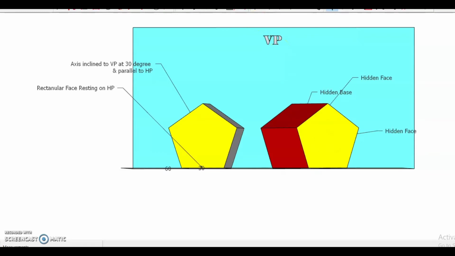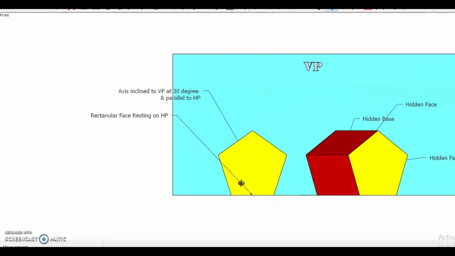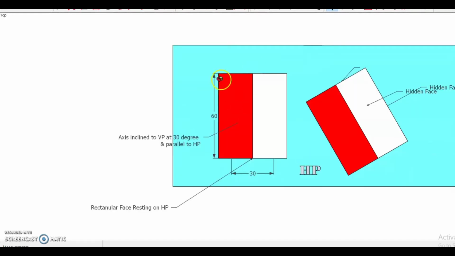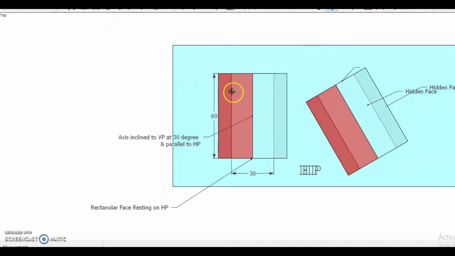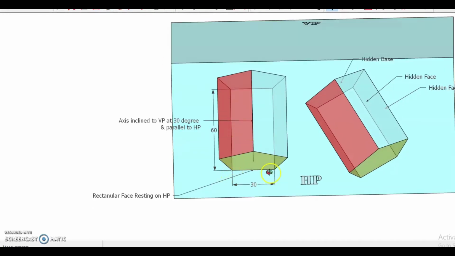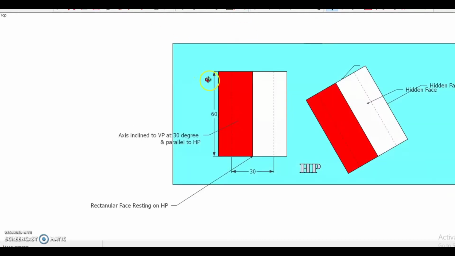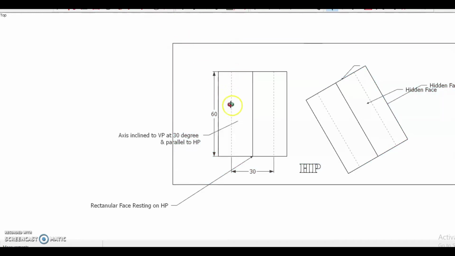So its front view in initial condition will appear like this one. In final condition, it will appear like this one. Top view will appear like this one. While drawing the top view, the hidden portion, this bottom edge, is not visible, which we have to show in top view in initial condition. This edge is not visible, and we have to redraw the same figure here to satisfy the condition of axis inclination.